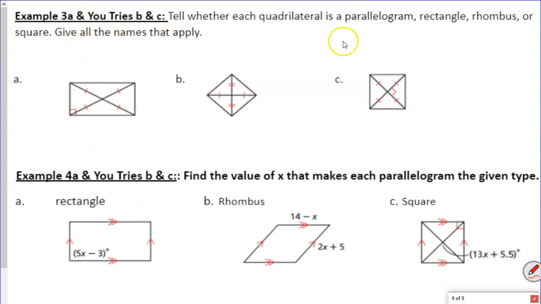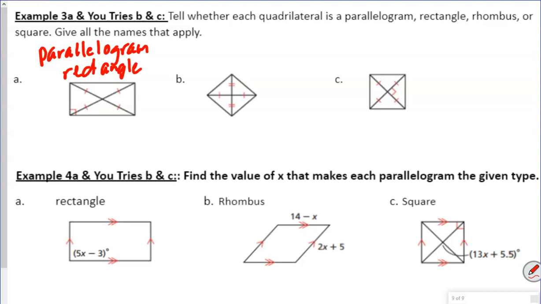Okay, so we're going to do example 3a together. It says, tell whether each quadrilateral is a parallelogram, rectangle, rhombus, or square. Give all the names that apply. Because the diagonals bisect each other, we could say this is a parallelogram, right? And what else is it? It's also a rectangle, right?